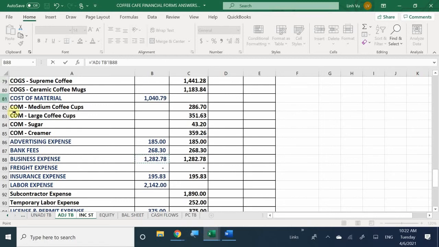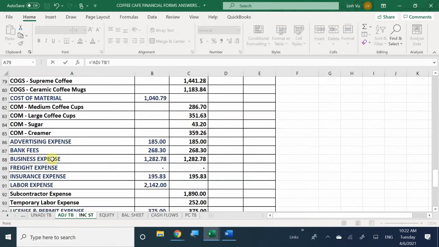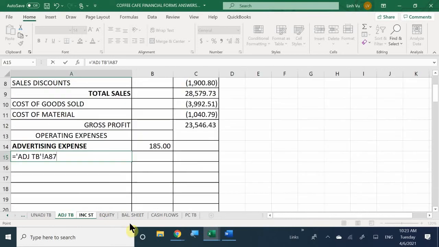$180. Oh, advertising expense is $185. Oh, wait, no, 185 is this one. Okay. Advertising expense. Good. What's my next expense? Bank fees for how much?